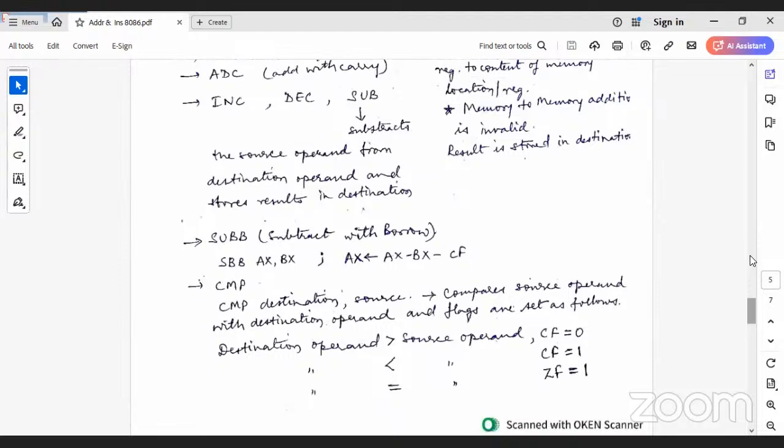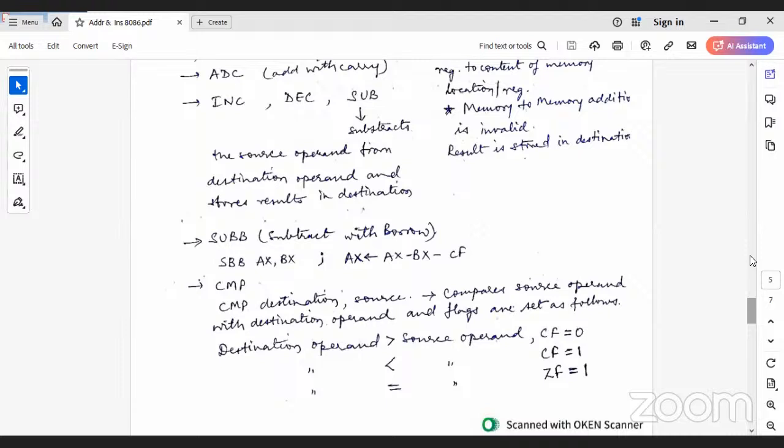Now next is subtraction with borrow. Again the same type of notation, SBB. It indicates that subtraction is done with borrow. So it is not SUBB, it is SBB, subtraction with borrow. Now here it is AX comma BX. You can see on the right side very clearly that it is written AX minus BX minus carry. Because it is with borrow, it has to do the subtraction; that is why minus CF is done. CF is your carry flag. So carry flag and borrow do the same work.